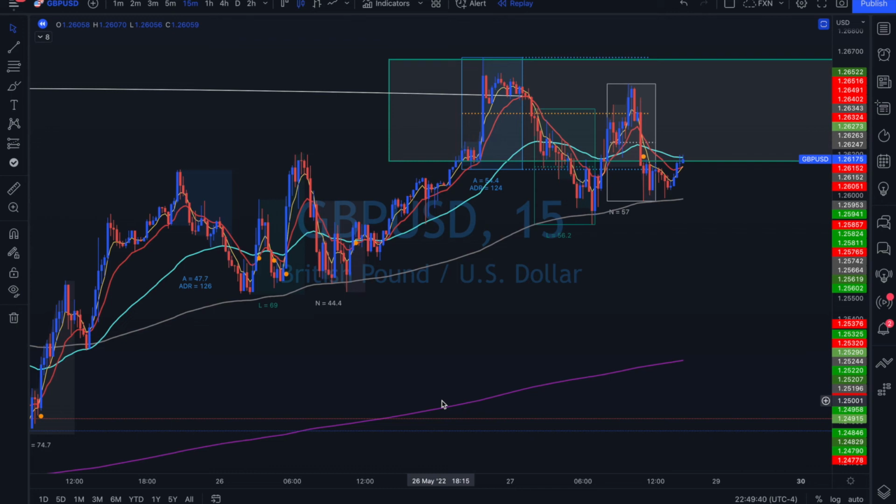So by looking at this on a 15-minute chart, you can look at the 200 and the 800. As long as both of these are below price, in this example, you know that the intraday trend, even on the higher time frame of a 1 hour, 4 hour, is still up. It is still to look at more buys.